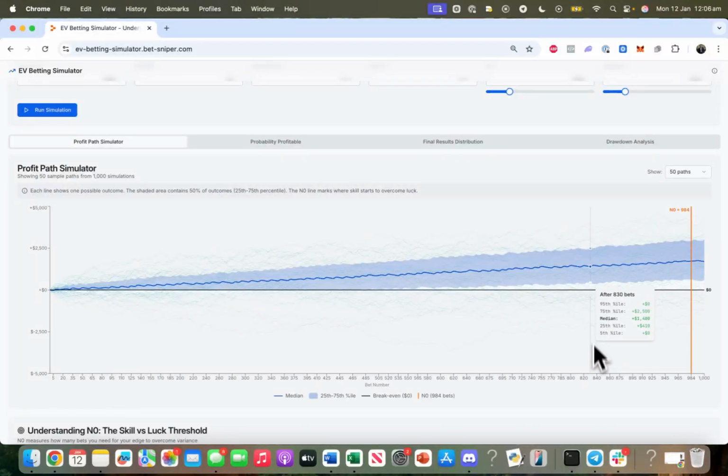This is just a really easy way to visualize the random walk that is EV betting. And just to understand that, even if you do the same strategy consistently, you are going to have different results. That's what the random walk shows. Your results could be any one of these lines.